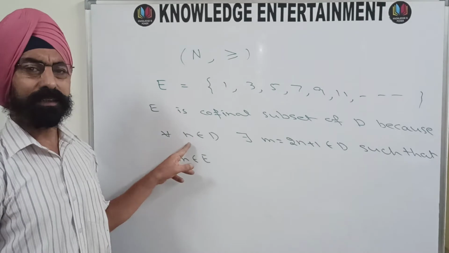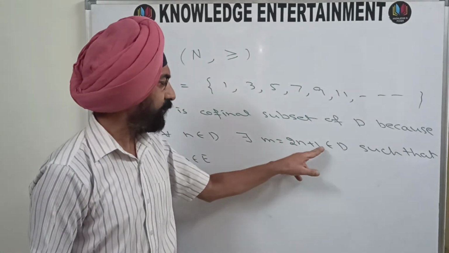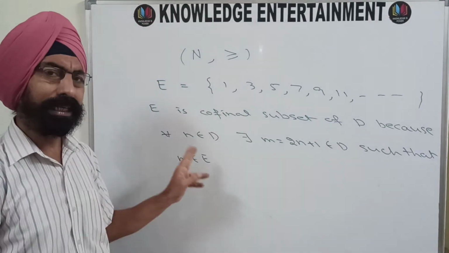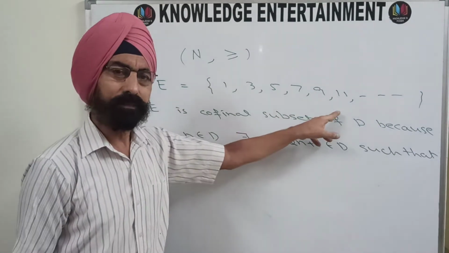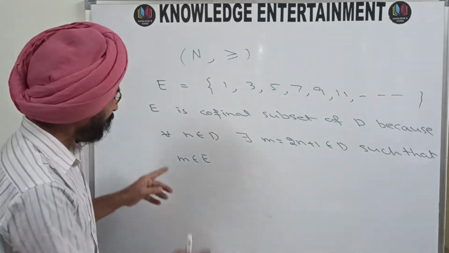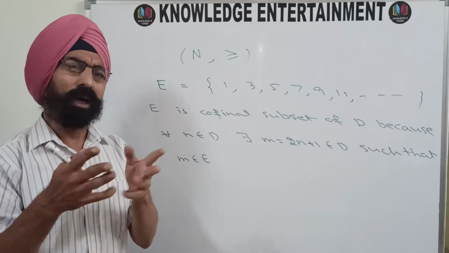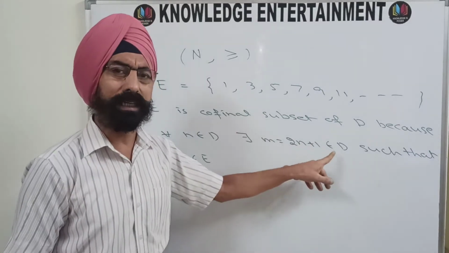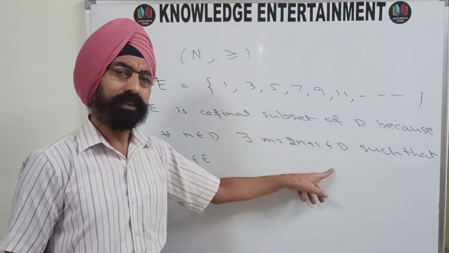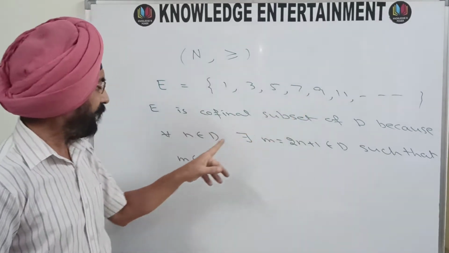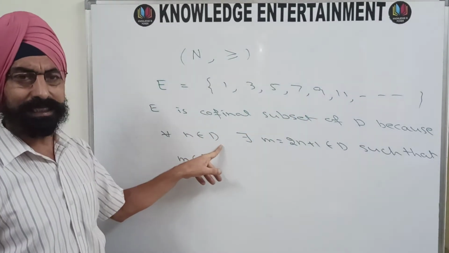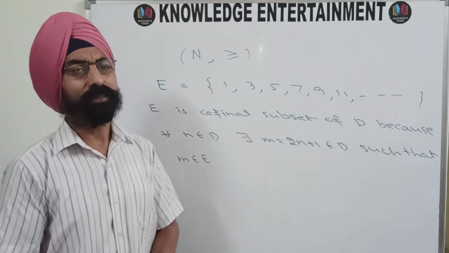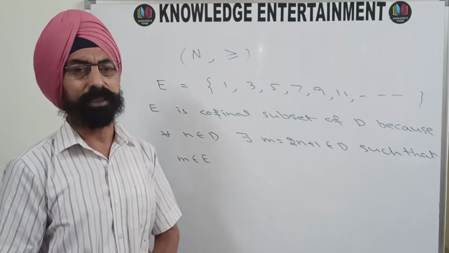You take any n, you take 100, then 200 plus 1 is also an element of D, but it also belongs to E, because E contains all the odd numbers. 201 is also an odd number. You take your n to be 1 million. Then what is m? That is 2 million plus 1, that is 2 million 1, and 2 million 1 is an odd number. So it must belong to E. So whatever element you take here in D, 2n plus 1 will be the element of D that will belong to E. And that makes E your cofinal subset of D.